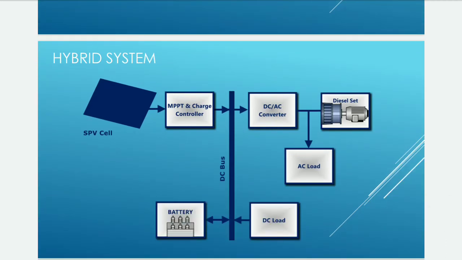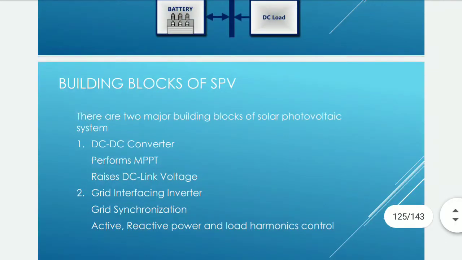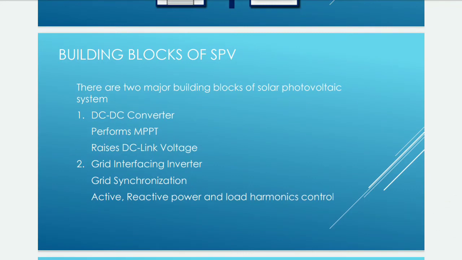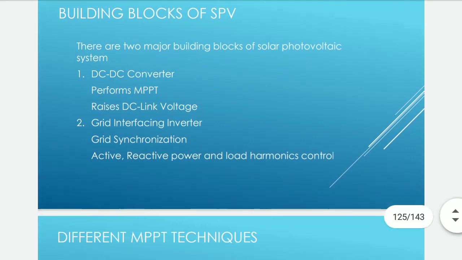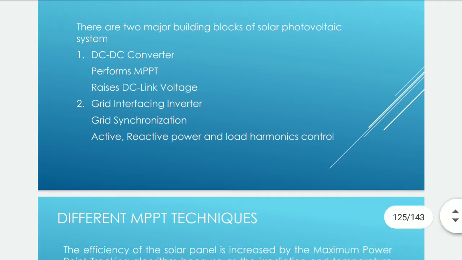This block diagram shows the building blocks of SPV. There are two major building blocks of SPV: the DC-DC converter and the grid interfacing inverter, covering DC link voltage, grid synchronization, active and reactive power, and load harmonics control.